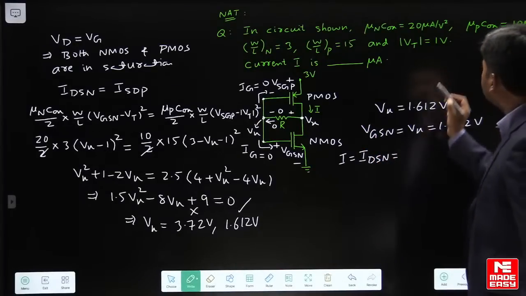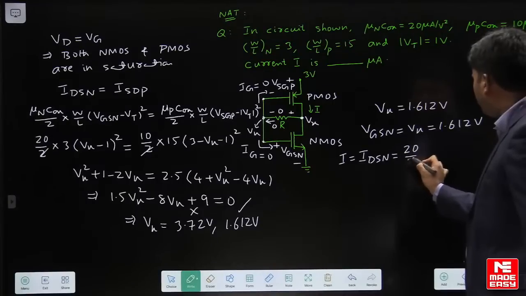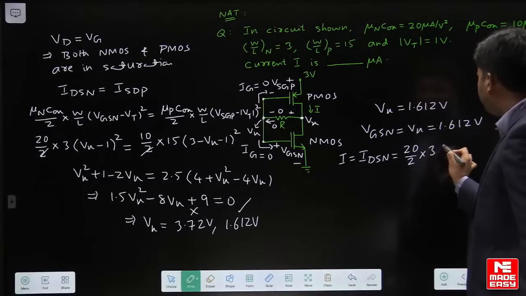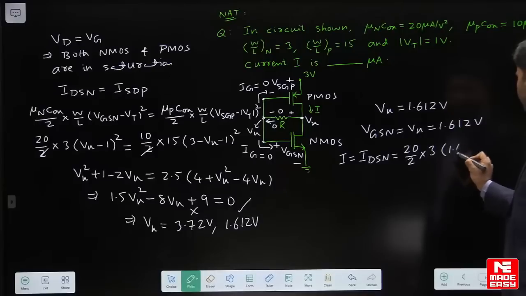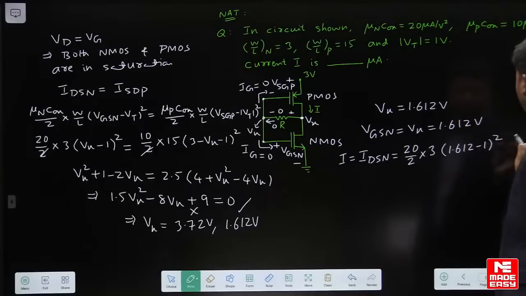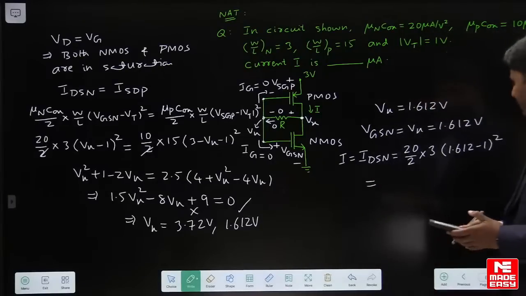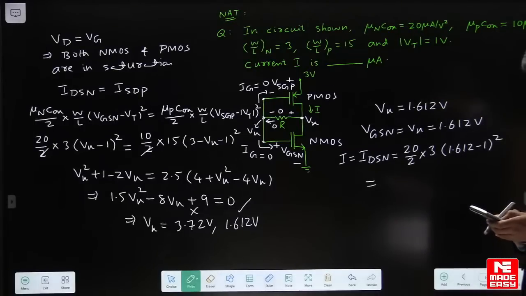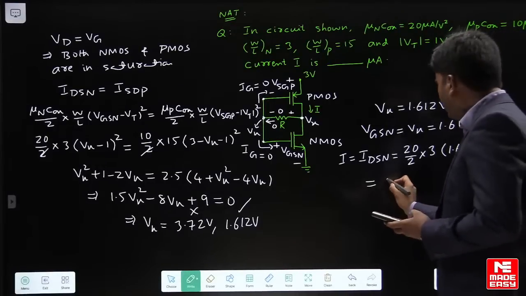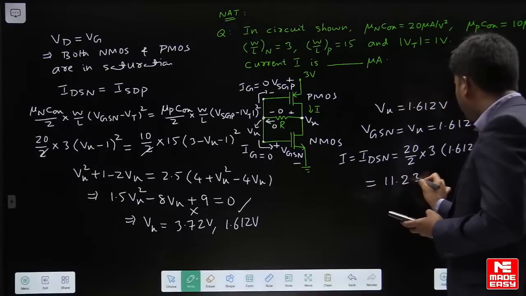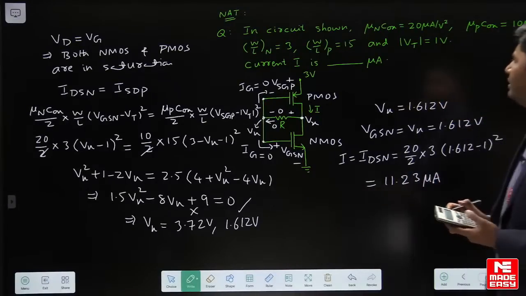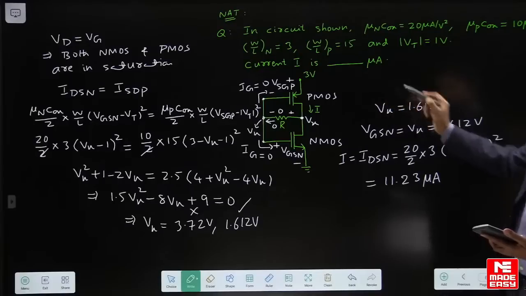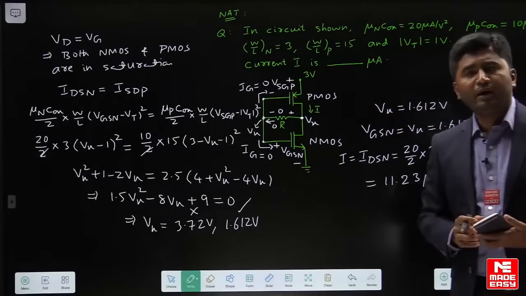Now mu and COX 20 micro divided by 2 into W by L, that is 3 into (VGS minus VT) whole square, (1.612 minus 1) whole square. अब आप यहाँ से करंट की वैल्यू फाइंड करिए बेटा. 1.612 minus 1 whole square and that multiplied with 30, right? I am getting an answer 11.23 microampere. Okay, we were asked to find current I in microampere, so the correct answer is 11.23.